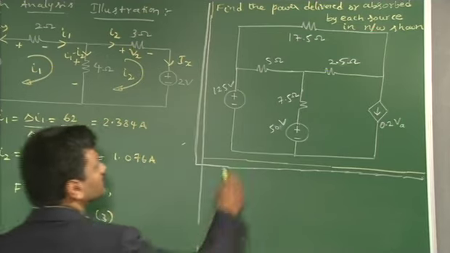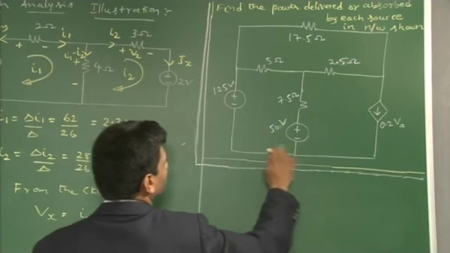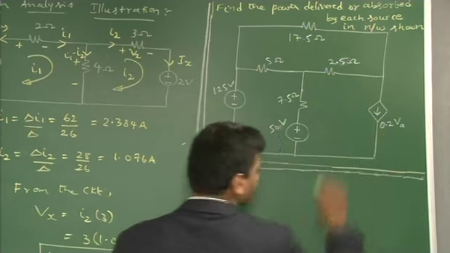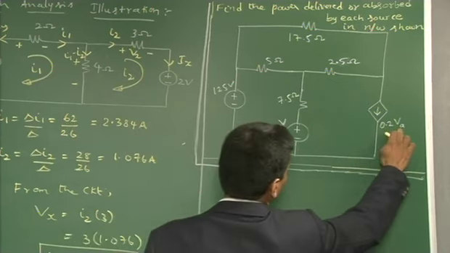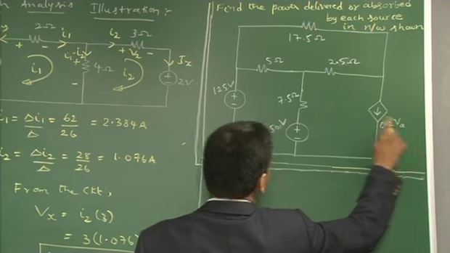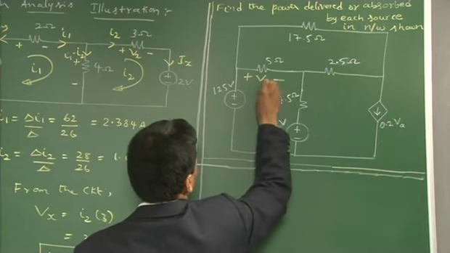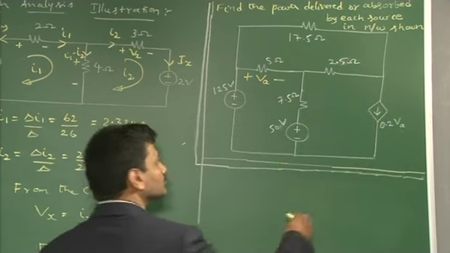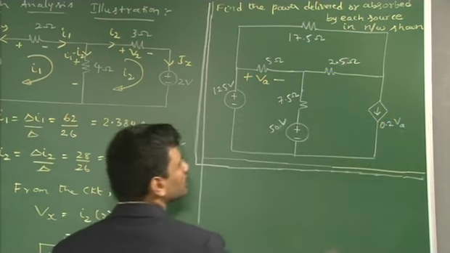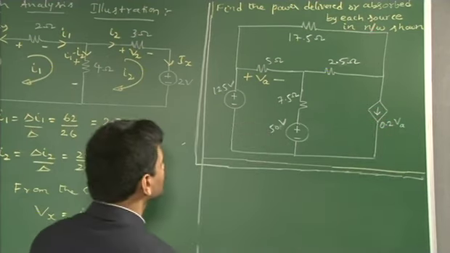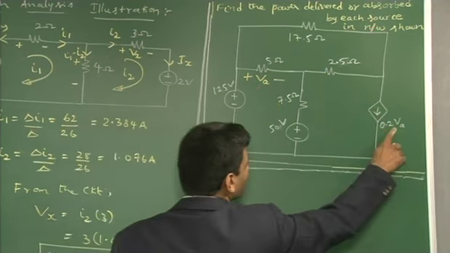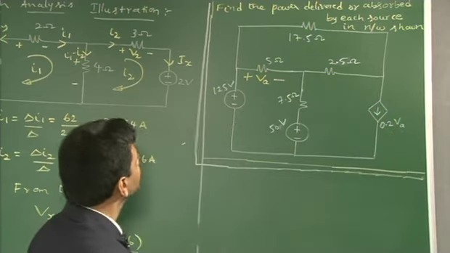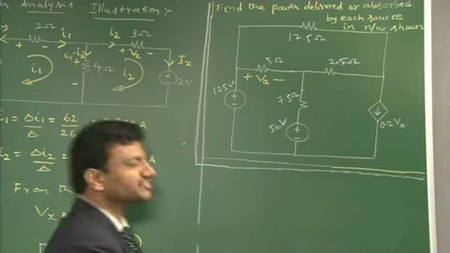There are three sources: a 125 volt source, a 50 volt source, which are independent sources, and there is a current source, 0.2 VA. The voltage value which appears across the 5 ohms governs the value of this current source. So this current source should be rightly referred to as a voltage controlled current source. The voltage drop here will control the value of the current that flows out of this current source. So now you have to use mesh analysis.